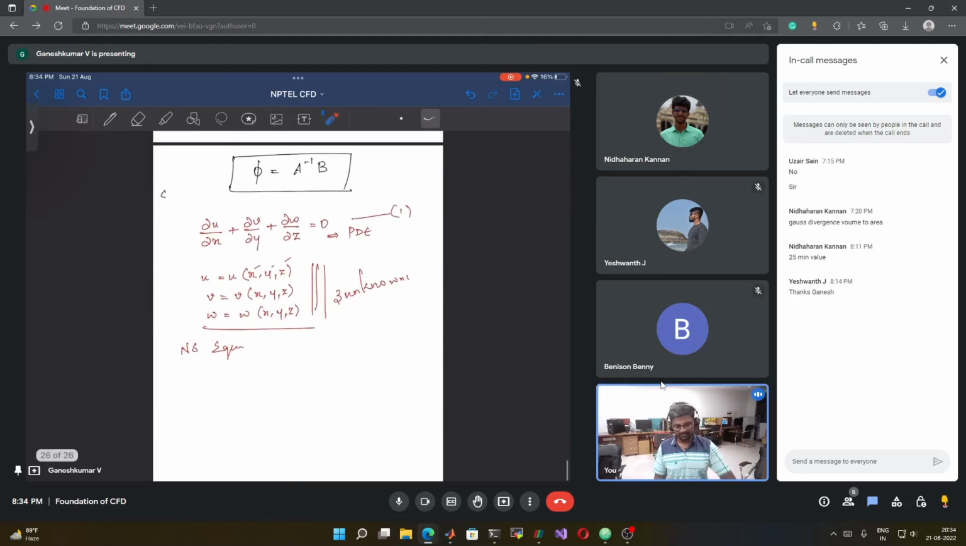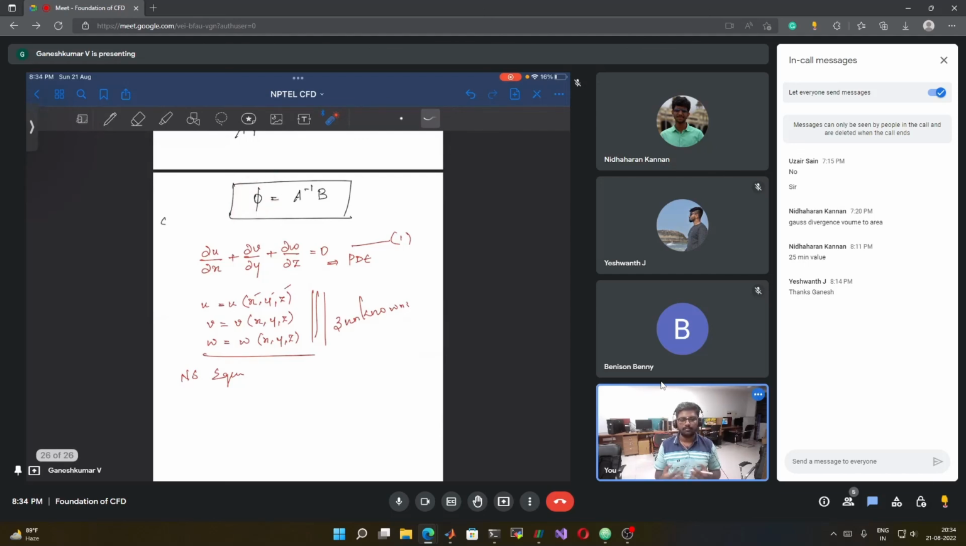But essentially, this phi is our variable of interest at the nodes, at the areas of interest.